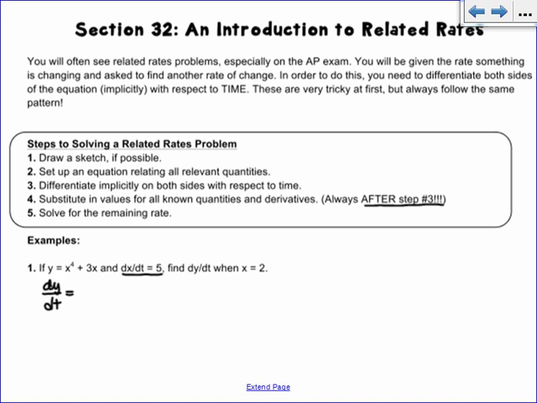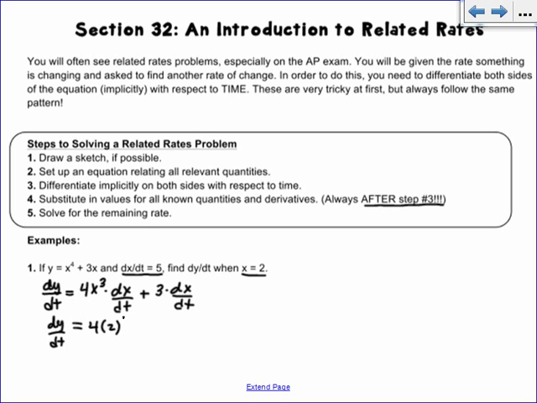The derivative of x to the 4th is still 4x cubed, but since it's an x term and we're taking it with respect to t, we tack on a dx over dt. And then we have 3 dx over dt. Okay. And we're going to plug everything in. So we know dx over dt is 5, and we know x is equal to 2. We're finding dy over dt, so dy over dt is unknown.